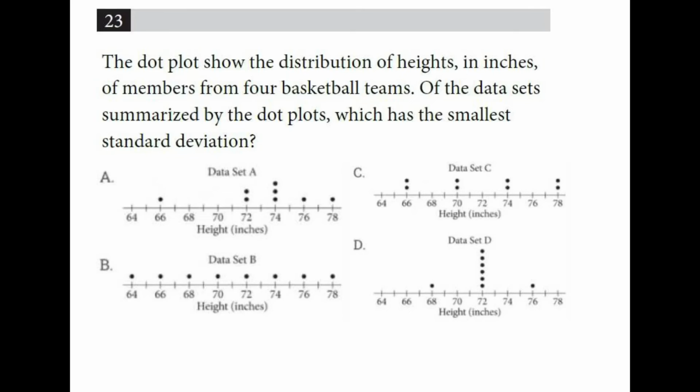The smallest standard deviation will be those dots that are closest together, or are closest to the average. And if you look at data set D, it's far less spread out than the other choices.